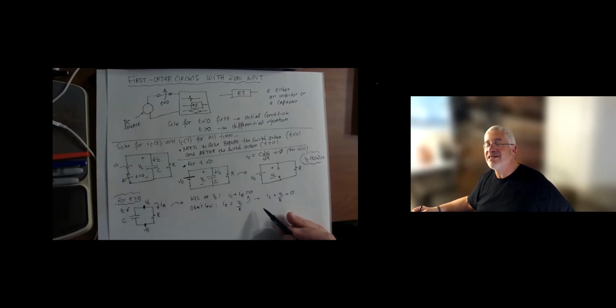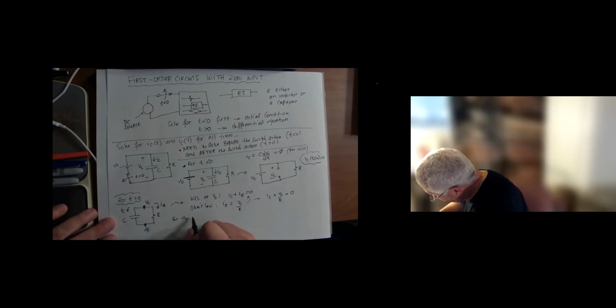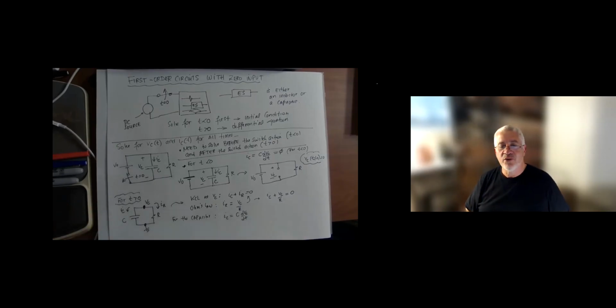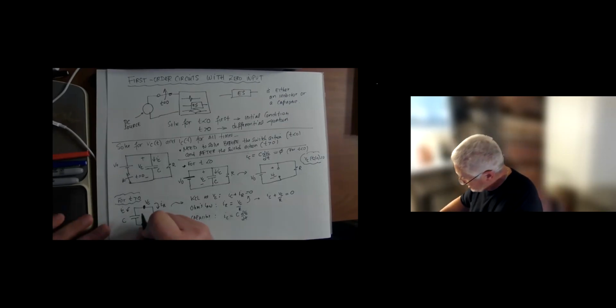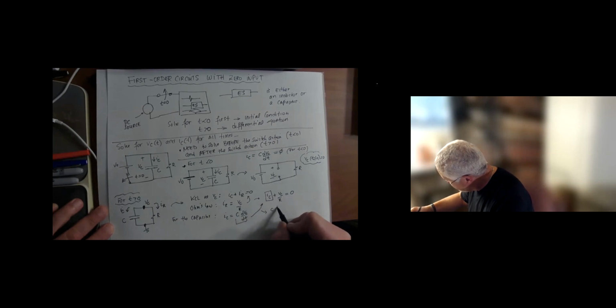I haven't really touched the capacitor at all. Now I'm going to deal with the capacitor. For the capacitor, IC is C dVc/dt. That's the relationship for the capacitor, the current and the voltage following the passive sign convention. Wherever I have IC, I'm going to use this. So put that in there. What do we get? We get C dVc/dt plus VC over R equals 0.